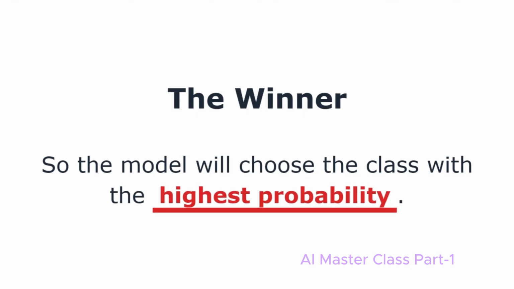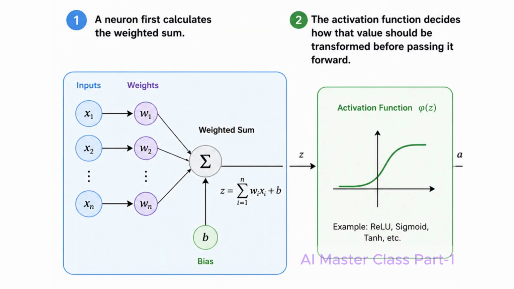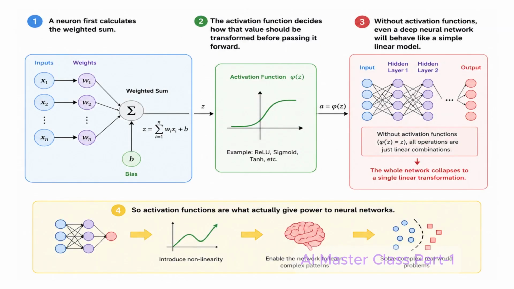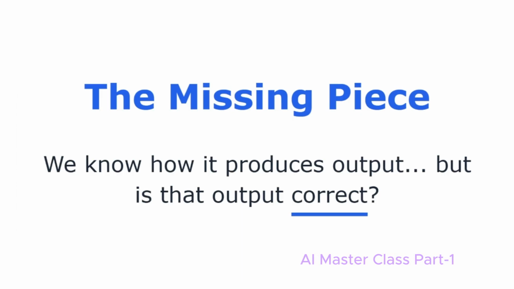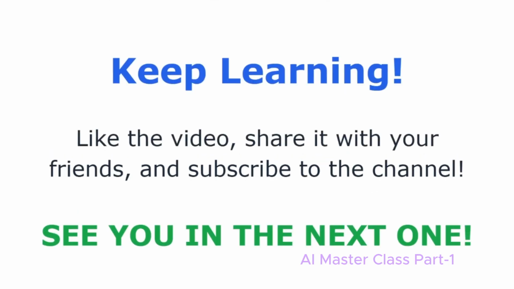Now let us see how this fits into the whole process. A neuron first calculates the weighted sum. Then the activation function decides how that value should be transformed before passing it forward. Without activation functions, even a deep neural network will behave like a simple linear model. So activation functions are what actually give power to neural networks. Now till this point, we understand how the network produces an output. But we still do not know whether that output is correct or not. So in the next part, we will understand how we measure the error in prediction using loss functions.